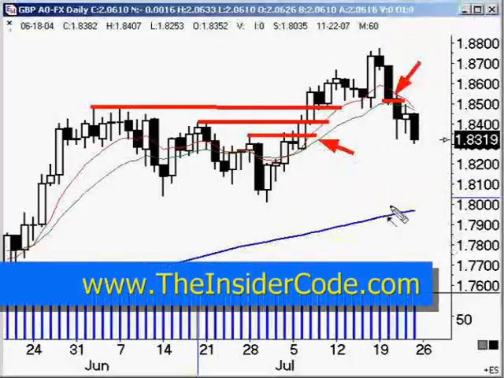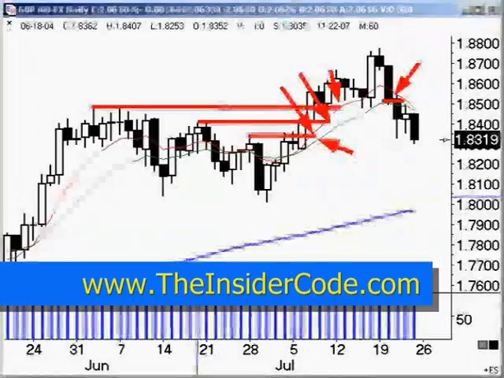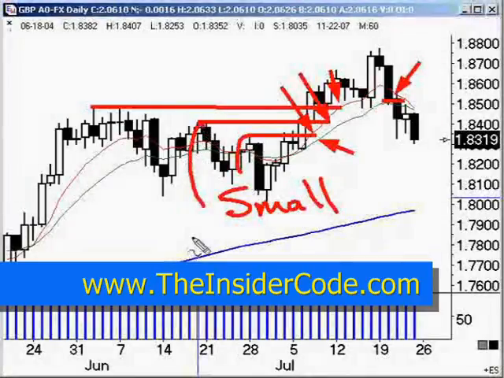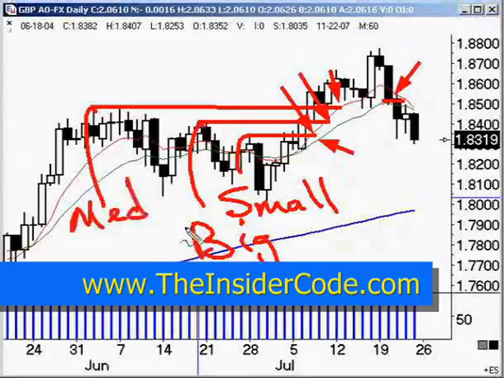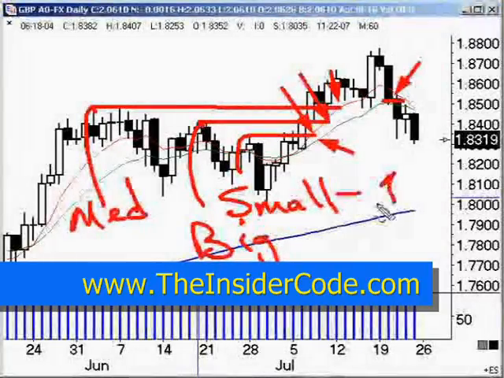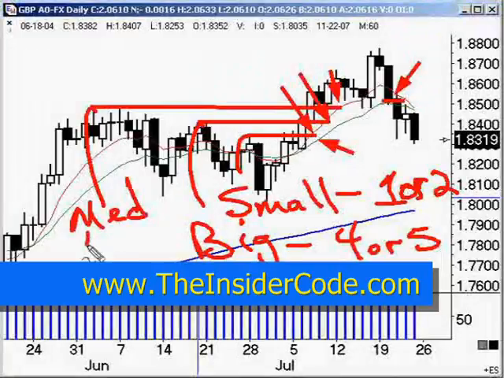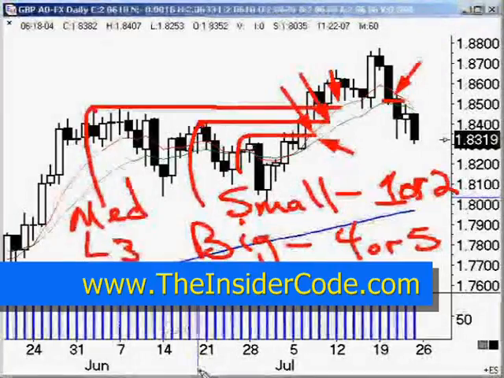Finally 8,500. So this last position was about break even. Two positions had profit. So this one would be small, this one would be big, and this one would be medium. So we might have 1 or 2, this one might be 4 or 5, and this one might be 3.